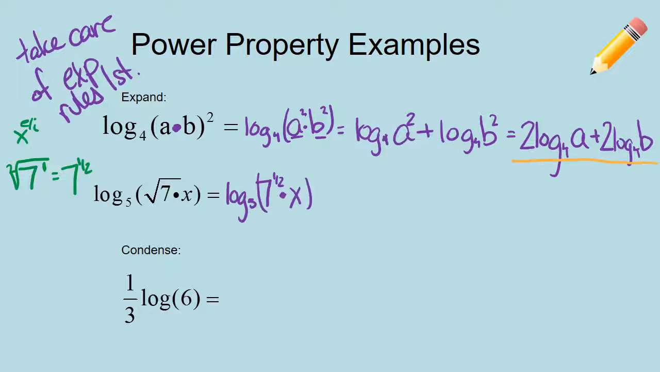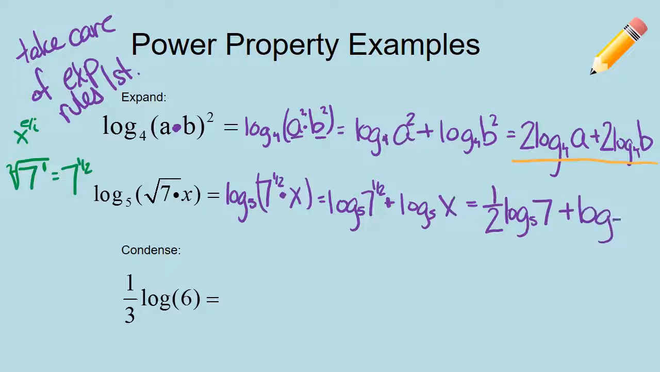I'm multiplying 2 values, so I'm going to have 2 logs of log base 5. Multiplying, so it's going to become addition. I'll have 7 to the 1/2 and an x. I can't leave any exponents if I'm expanding, so now I'm going to have 1/2 log base 5 of 7 plus log base 5 of x. Now notice only the half goes to the 7, not the x, because that radical was only over the 7 to begin with. So that would be my final expanded log.